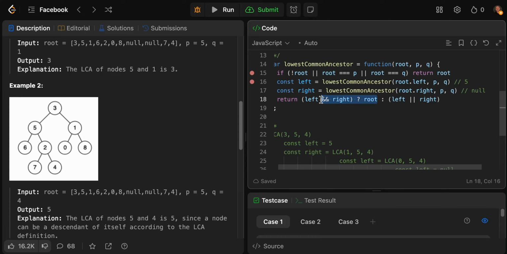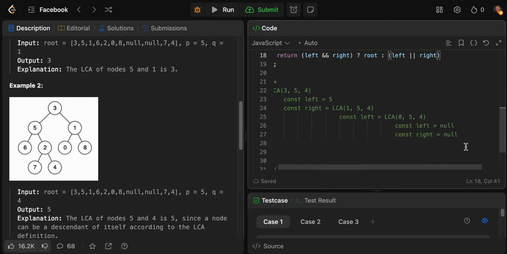No, we don't, because we don't have both of them. So then we return either left or right. And because neither one of them has a value, we'll end up just returning this null. So we jump all the way back up here to this null. It's a lot of work just to get through it, but we're going to keep going on.